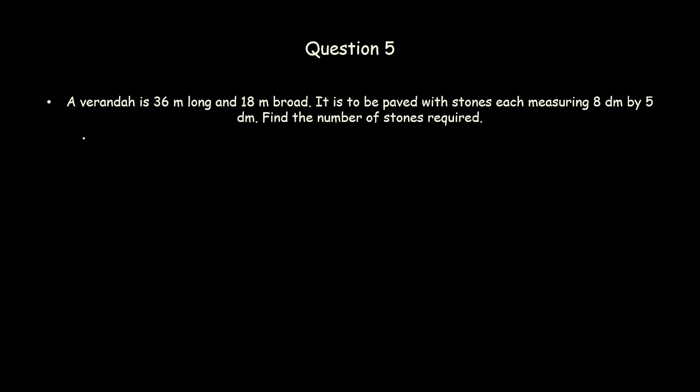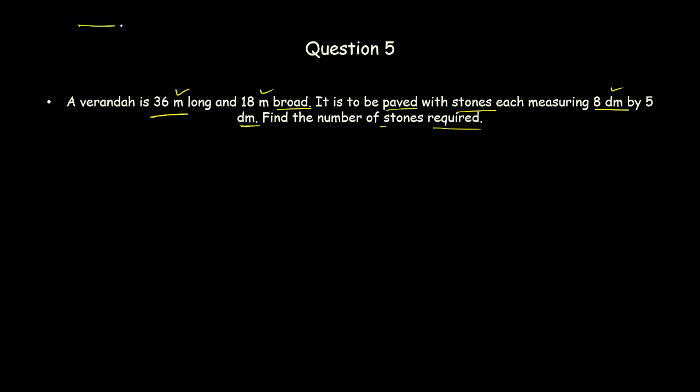Okay, so a veranda is 36 meter long and 18 meter broad. Length and breadth are both given. It is to be paved with stones, each measuring 8 dm by 5 dm. Now this is in meter, but this is in decimeter. Find the number of stones required.